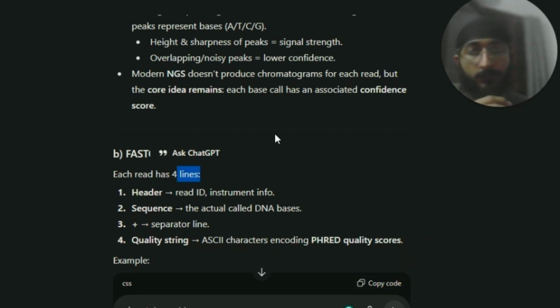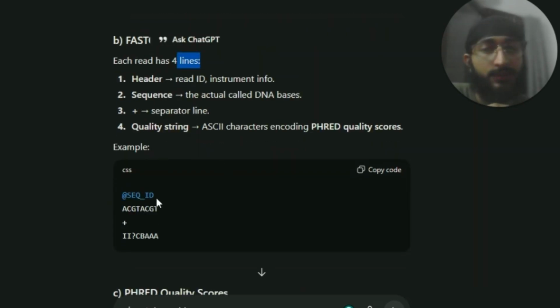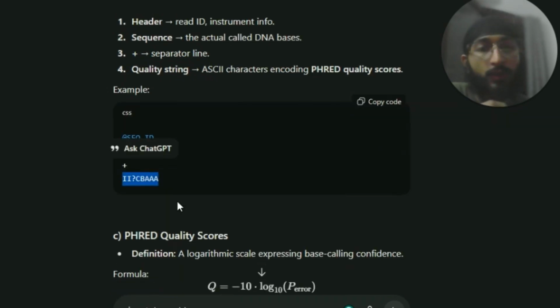So for example, we have a line in this FASTQ format: the ID, the sequence ID. Then the bases, the actual DNA bases, A, G, C, T, A, C, G, right? And then we have plus, that is the separator line. And then we have the ASCII characters encoding the Phred quality score.